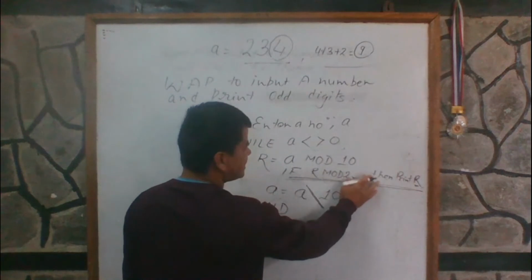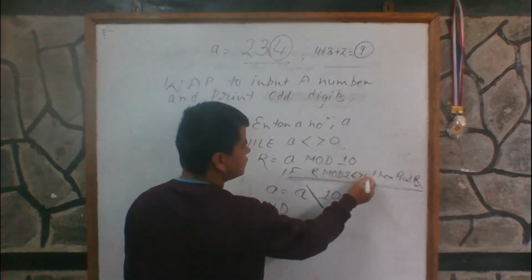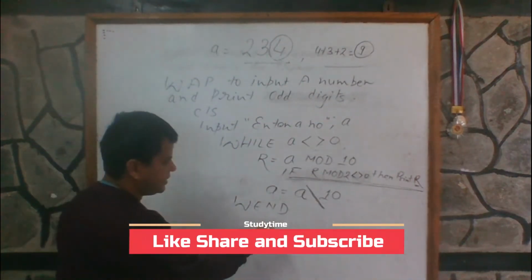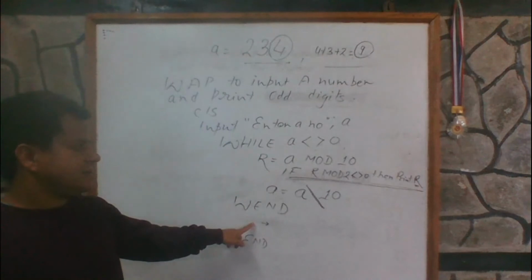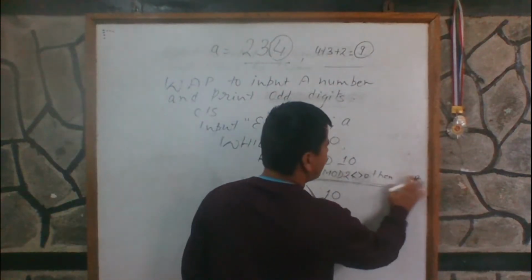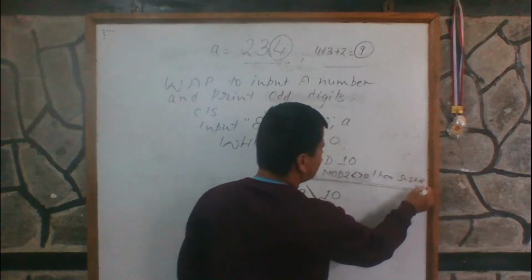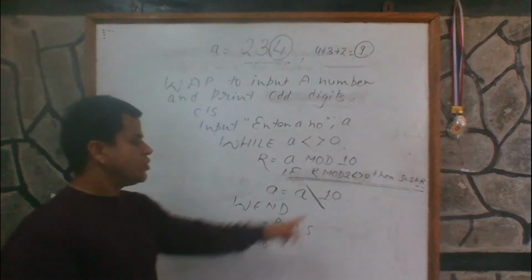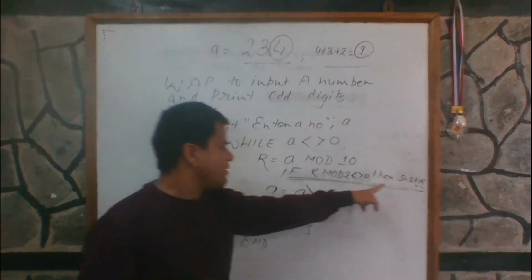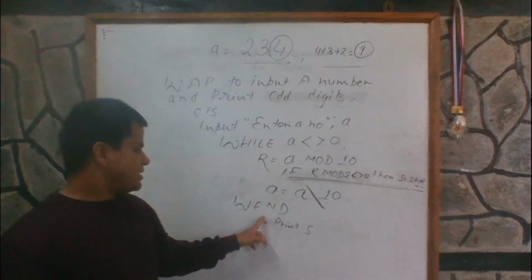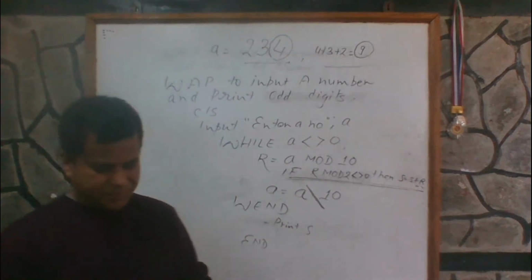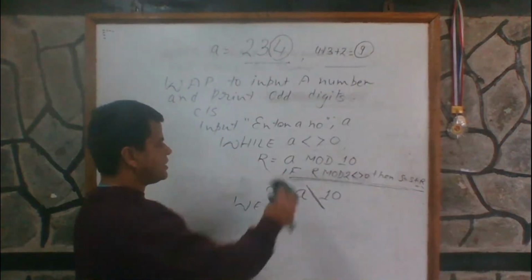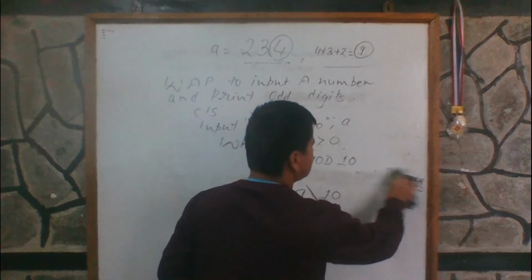When you want to print the sum of the odd digits, then not equal to 0, then s equal to s plus r, and no need to print r; you print s over here. So s equal to s plus r means the sum of the odd digits, and the sum of the odd digits is printed over here. So with this program you can make a little change and you will get many different answers, or the answers to different questions.